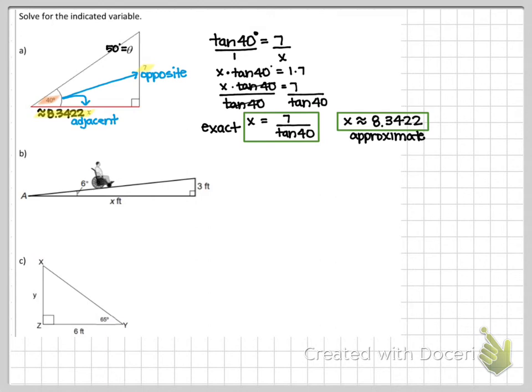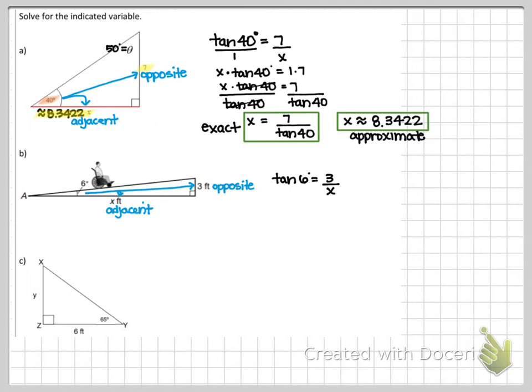Okay, let's move on to part B. We're going to do the same thing here. So, from the 6 degrees, we need to identify our sides. Start from the 6, we're going to go opposite it. That's going to be our opposite side, the 3 feet. Then we want the side that's right next to the 6 degrees, but not the hypotenuse. That's the adjacent side. And we're going to plug it into the ratio. So tangent of the angle, 6 degrees, equals opposite 3 over adjacent x.